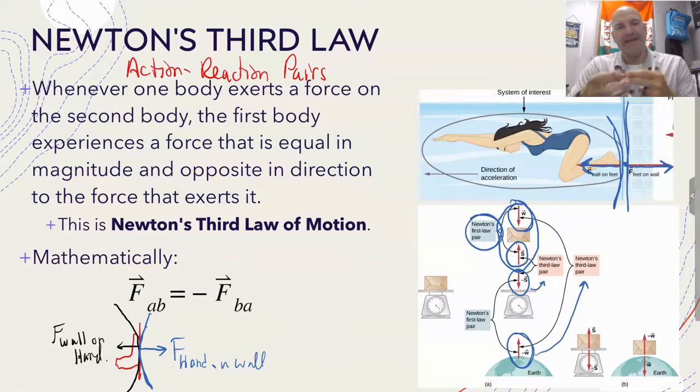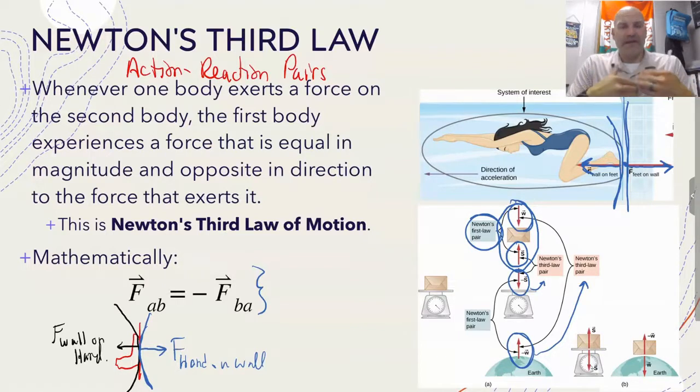You may be asked to identify action-reaction pairs in a multiple choice question. I've seen that, especially on the AP Physics 1 exam, and it shows up in the same manner on AP Physics C. But just remember that you're looking for a couple things. One, they have to be acting on different objects. If they're acting on the same object, they are not action-reaction pairs. They are actually first law pairs. And the other thing is that they have to be of equal size, just pointing in opposite directions, because that is what the law says. For every action force, there's an equal but opposite reaction force.